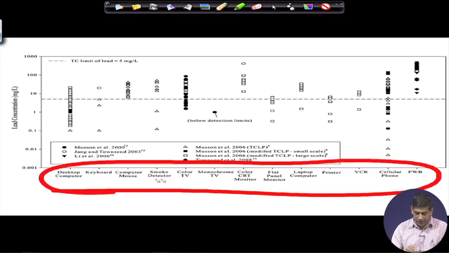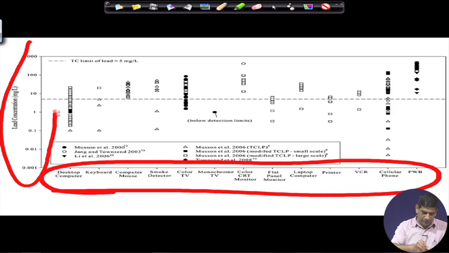We have different types of electronic items: desktop computers, keyboards, computer mouse, smoke detectors, color TVs, monochrome TV, color CRT monitor, flat panel, laptop, printer, VCR, cell phone, printed wire board. All these different types of electronics or e-waste items are shown, and this is in log scale. So be careful here: this is lead concentration in milligrams per liter, but expressed in log scale.